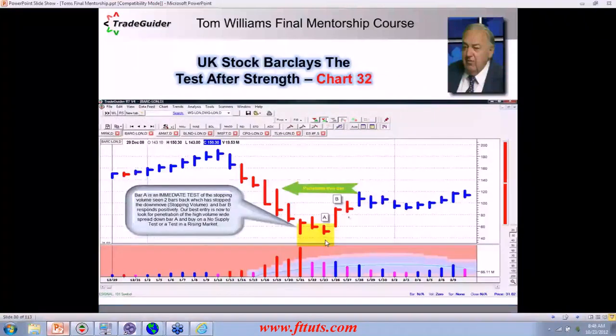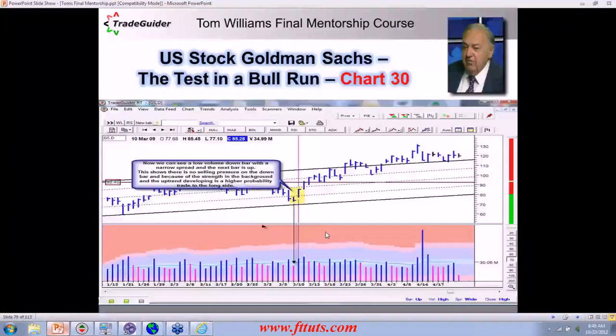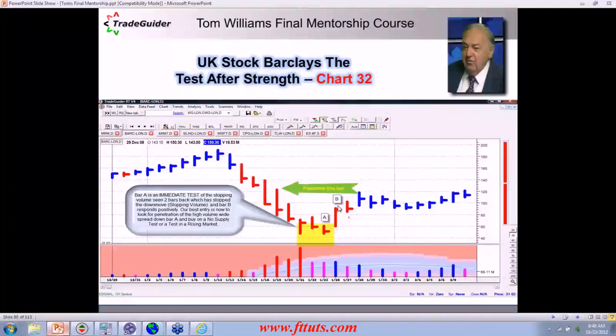Here's a great example of an immediate test. This was in Barclays. The news was very, very bad. The news was negative, and guess what? The market responded very positively. Now we see stopping volume, massive volume here. The market at point A tests. It then responds at point B. But once the market goes through this level, you'll get testing of all of these high volume bars before the market's ready to move up. And that happens frequently. And then the market moves away from that area.